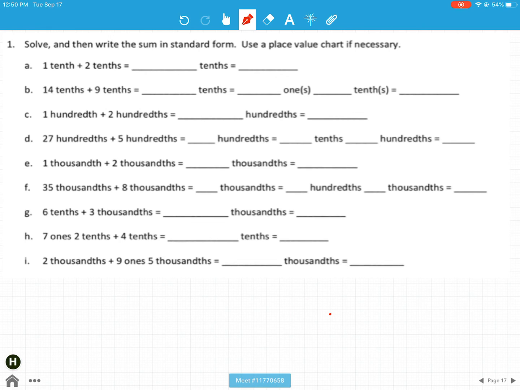So 1/10 plus 2/10 equals 3/10. 100ths plus 200ths equals 300ths. 1,000ths plus 2,000ths equals 3,000ths. Now it's going to look different for each one. So 3/10, hopefully they remember that it's the point, then the tenths come next.